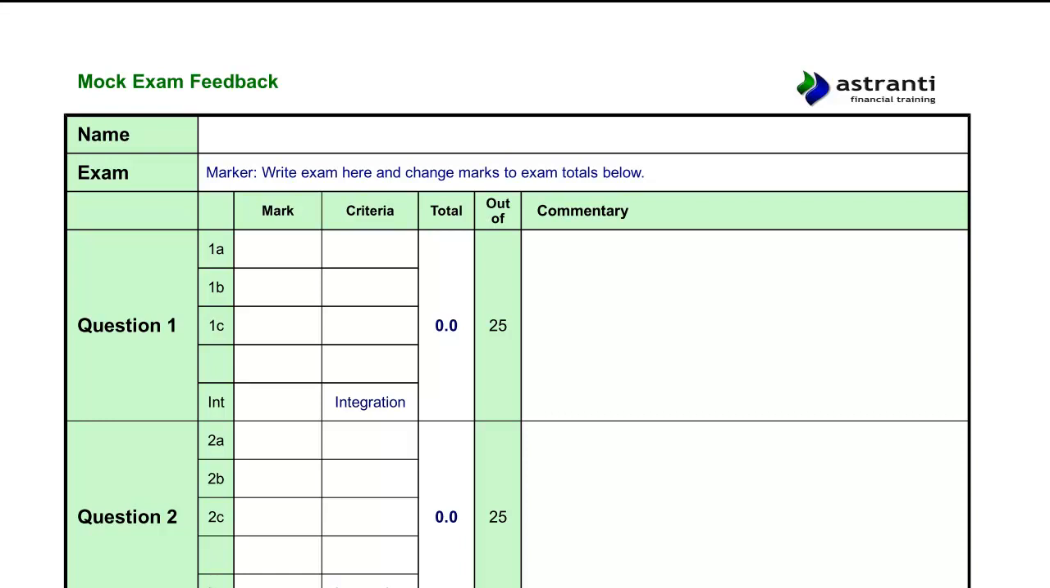What you have in front of you here is our marking matrix. It's what we use to give you feedback on your mock exams. Now, even if you're not doing any mock exams, this is a useful video for you, but I would really urge you to do this. Of course, if you're on one of our courses, they get included in the course fee.